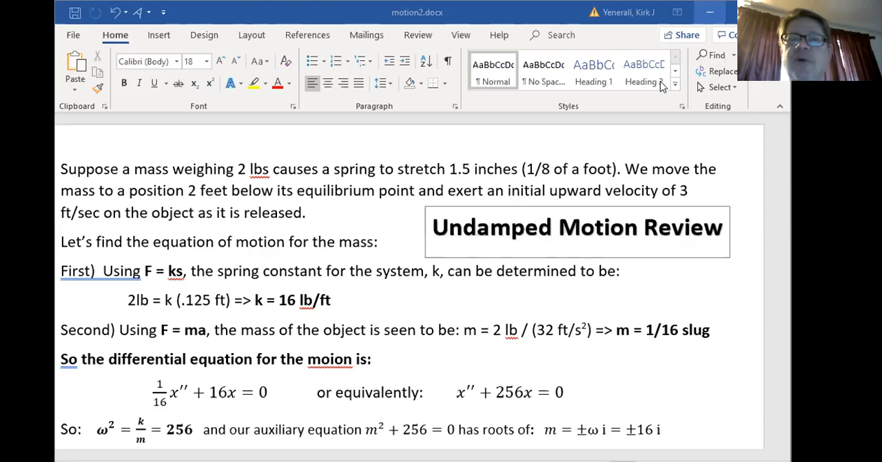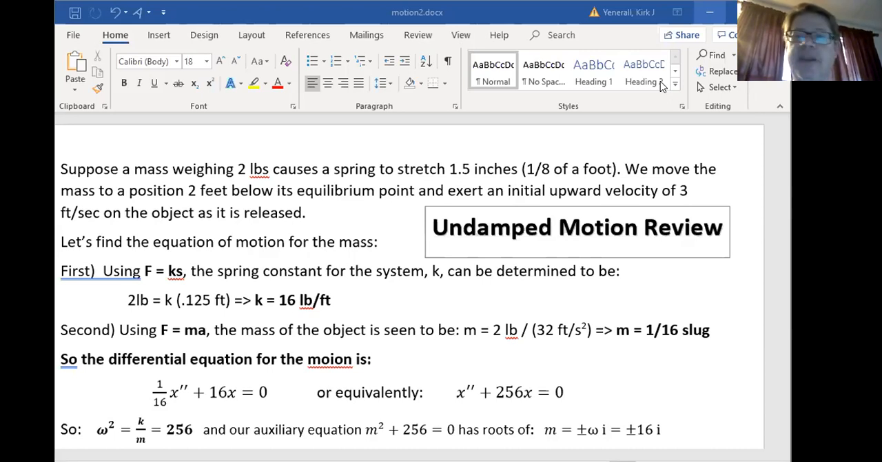Suppose we have a situation where we've got a mass that weighs 2 pounds, and suppose that when you put it on the end of a spring, it causes the spring to stretch 1.5 inches, 1/8 of a foot. And then suppose you take that mass and you move it to a position that's 2 feet below its equilibrium point. So you're stretching it down, and then you exert an initial upward velocity of 3 feet per second. You're launching it up at 3 feet per second as the object is released. We want to predict what the equation of motion for this mass on the end of the spring will be.